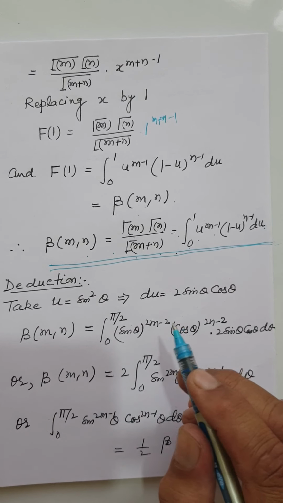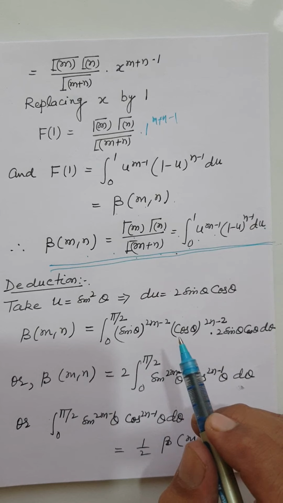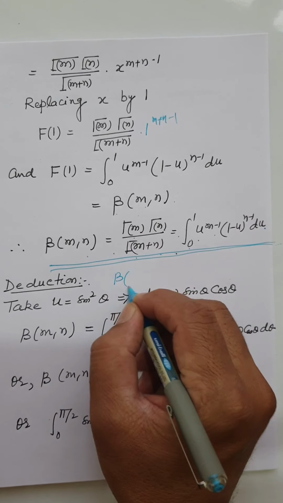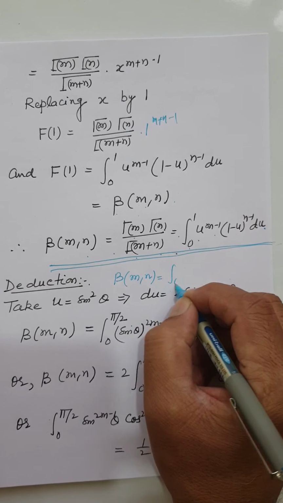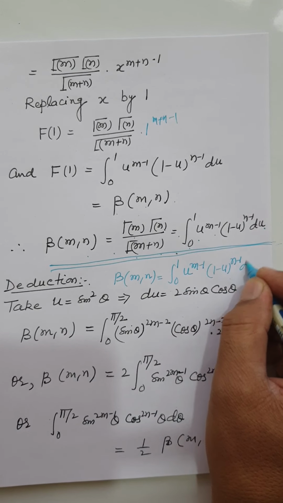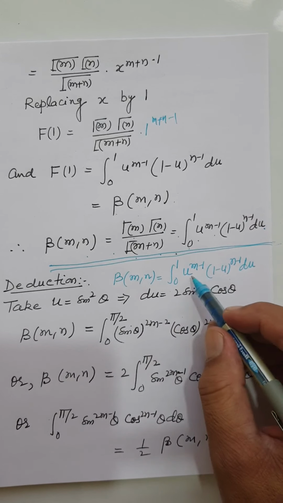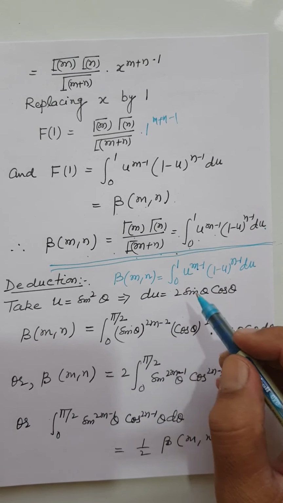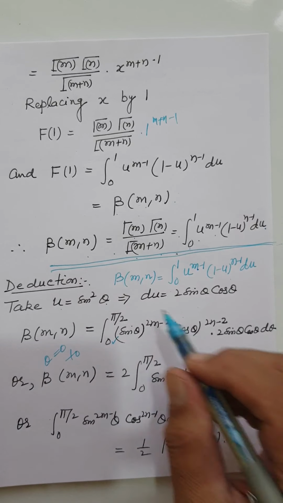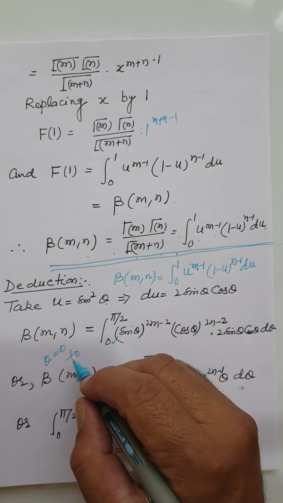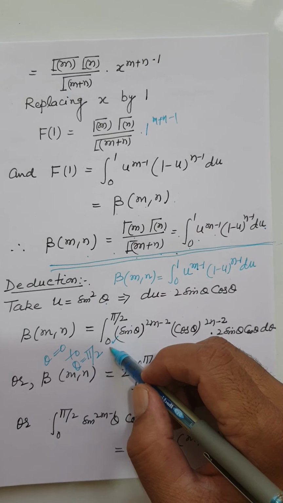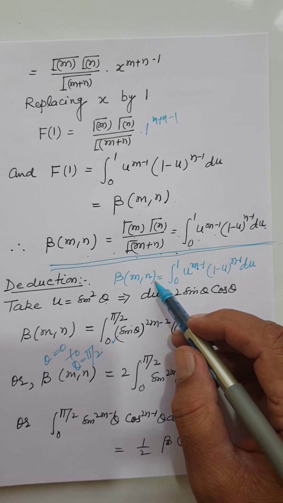Now the deductions. We put u equal to sine square theta in the integral, beta m n is equal to the integral from 0 to 1 of u raised to power m minus 1 into 1 minus u raised to power n minus 1 du. When we put u equal to sine square theta, then the limits change. When u is equal to 0, sine square theta is equal to 0, therefore theta is equal to 0. When u is equal to 1, sine square theta is equal to 1, so theta is equal to pi by 2, or 90 degrees. The limits become from 0 to 1 to 0 to pi by 2.